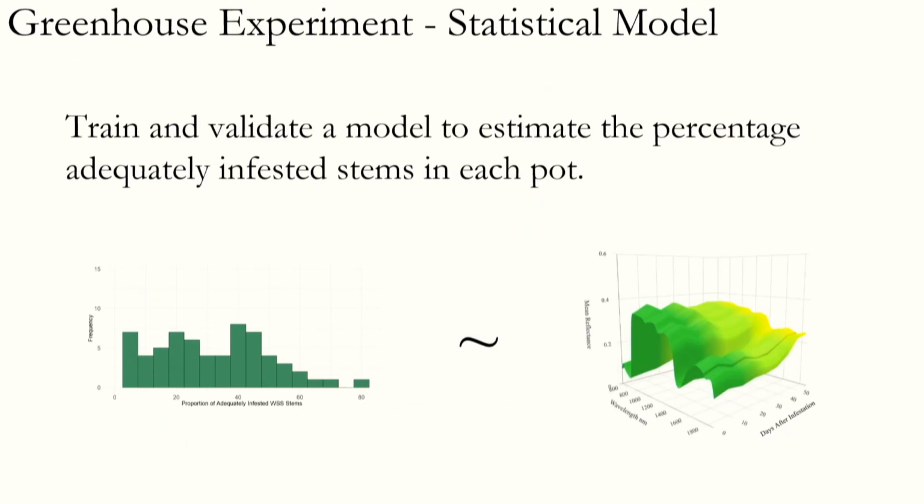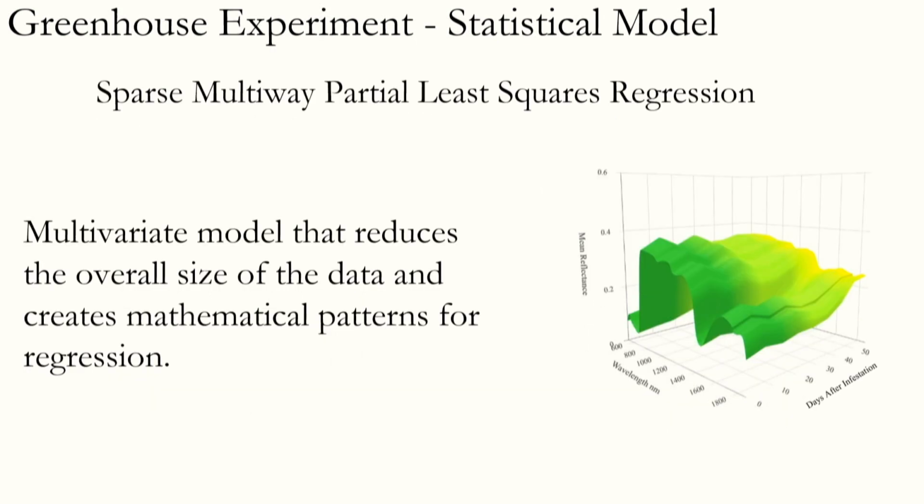So now that we have our data, now we need to use a model that can look at that 3-dimensional reflectance and estimate what that ending level of infestation is. So to do that, I used a multivariate statistics model called sparse multi-way partial least squares regression. And so all that means is it's a multivariate model that is designed for looking at high-dimensional data sets like this. And that word sparsity means it can look through the combinations of time points and wavelengths, discard what's not important, and find relationships that are very difficult for us to come up with.